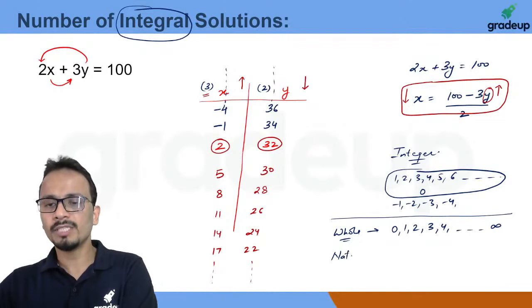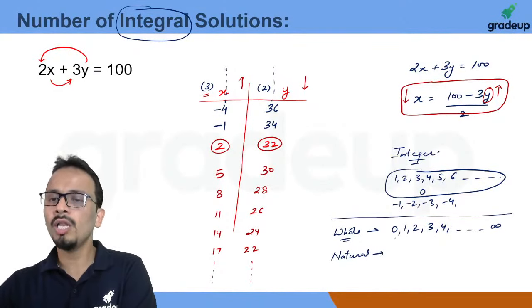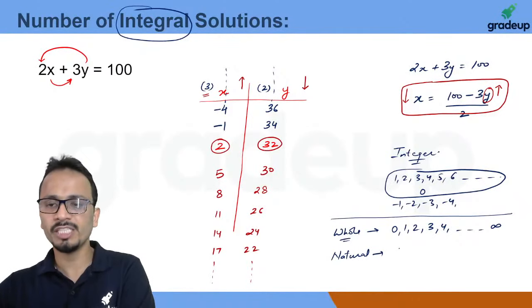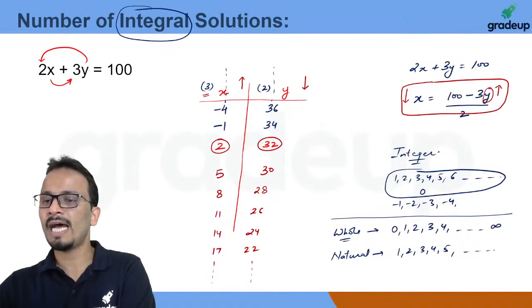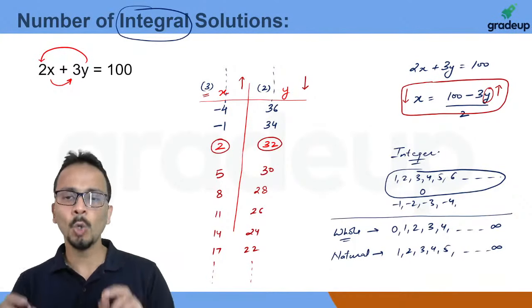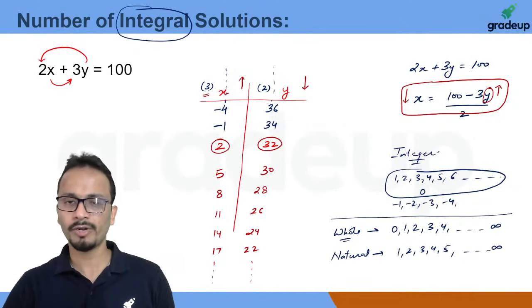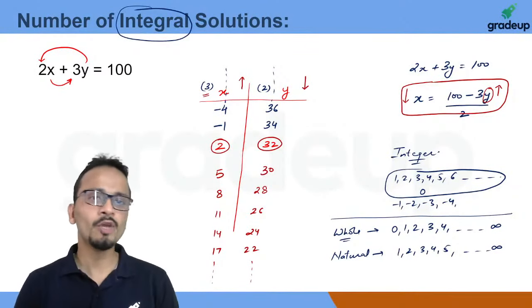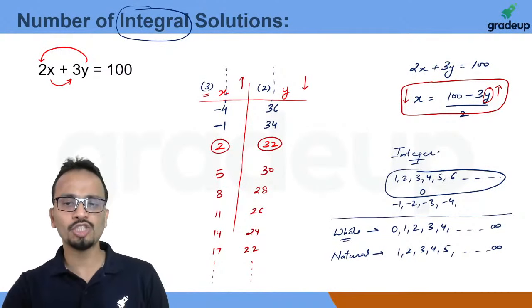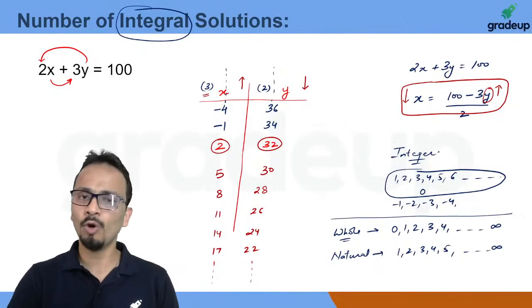Now natural numbers are all positive integers. Just consider only the positive integers, that is 1, 2, 3, 4, 5, and so on up till plus infinity. All right, so these are whole numbers and natural numbers. For the same equation, let us try and find out the number of natural number solutions and the number of whole number solutions.